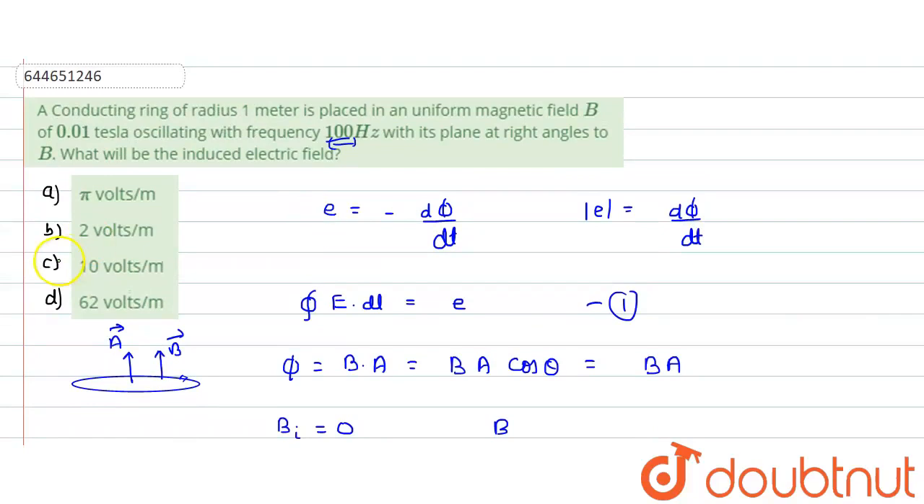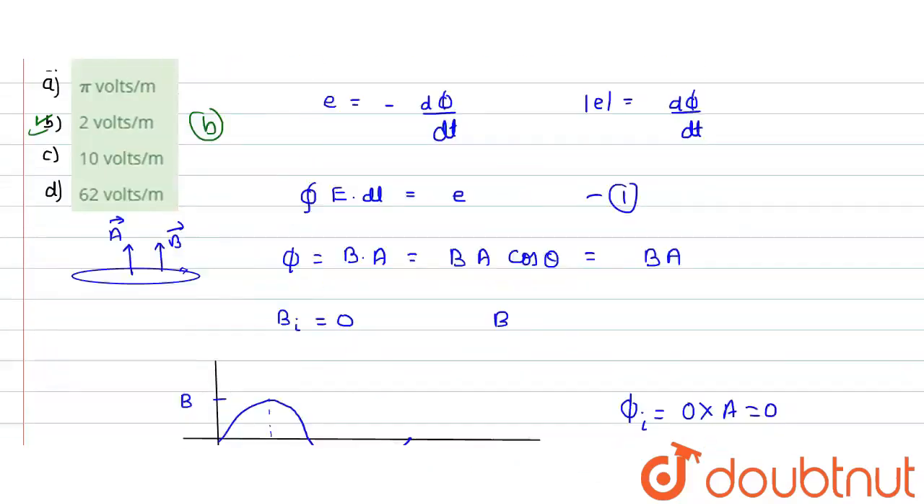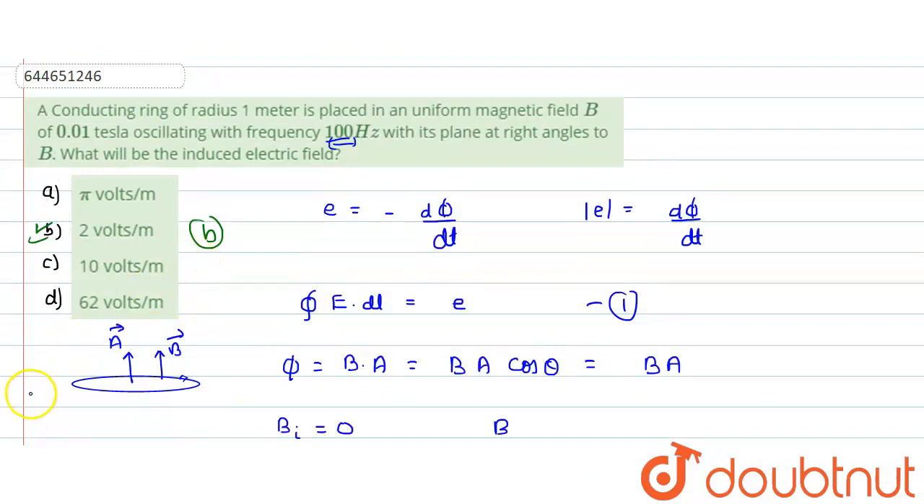Which option would be the correct option? The correct option would be option B. It is 2 volts per meter. We just check. Yes, the correct option is option B. Hope you understood this solution.